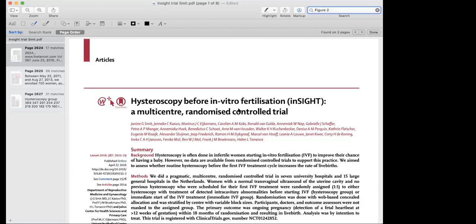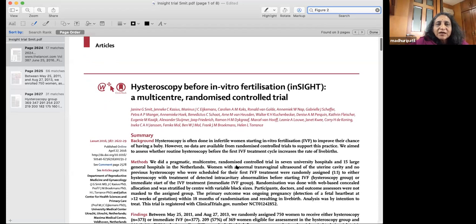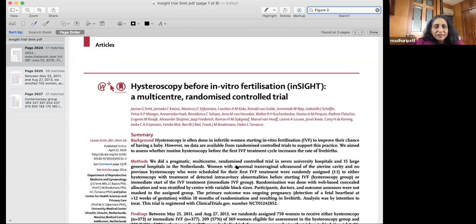So, I've chosen two papers on hysteroscopy, whether it should be done before IVF or not, in a patient who does not have any symptoms. This was one study which all of us know, the INSIGHT trial, which looked at hysteroscopy before IVF, whether it really makes a difference or not. And it was a randomized multi-centric trial.